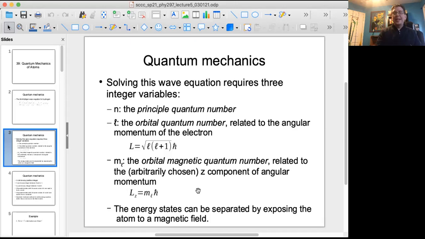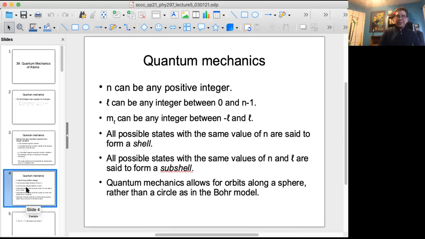And again, the energy states can be separated by exposing the atom to a magnetic field. So finding and defining these energy states required a bit of further experimentation that we will discuss a little bit further on today. So the quantum numbers are integers. So n can be any positive integer, starting with 1, 2, 3, and going on as far as is necessary.